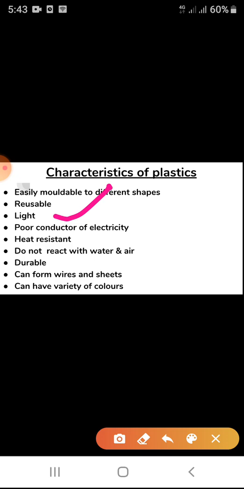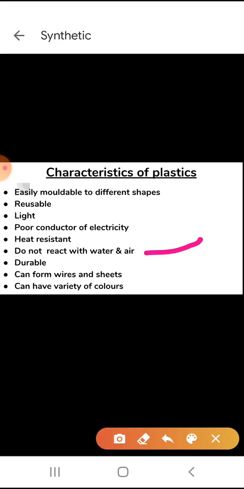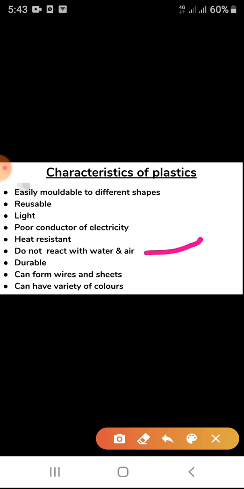Now another important property is that they do not react with water. Like metals, I have given the example of iron: if iron comes in contact with water, it gets rusted, but plastic does not have any effect from water. That is why it is used for storing things also.